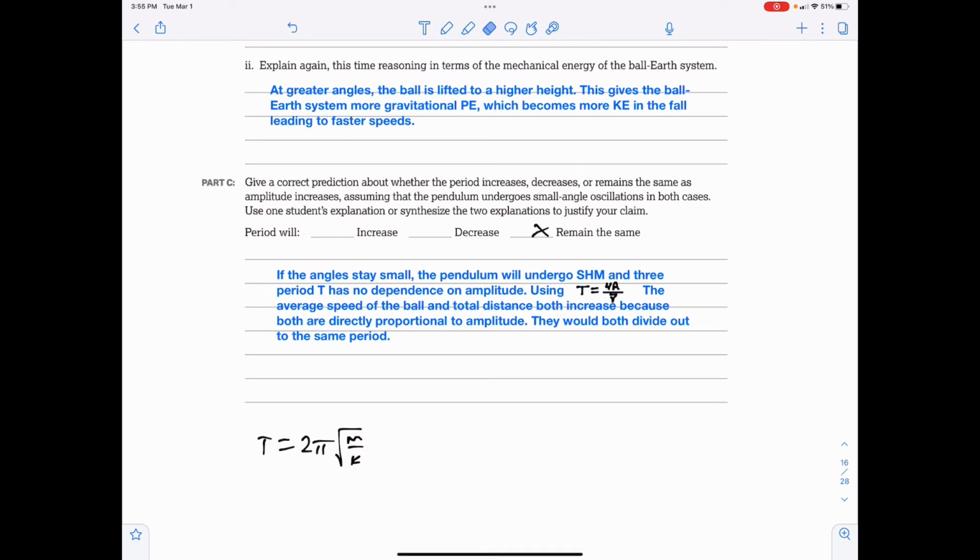Okay, if the angle stays the same, the pendulum will undergo simple harmonic motion, and the period T has no dependence on amplitude. Using the equation, period equals 4 times the amplitude over the average speed. The average speed of the ball and the total distance would increase because both are directly proportional to amplitude. They would both divide out and thus would have the same period. In other words, that increases and that increases by the same amount.